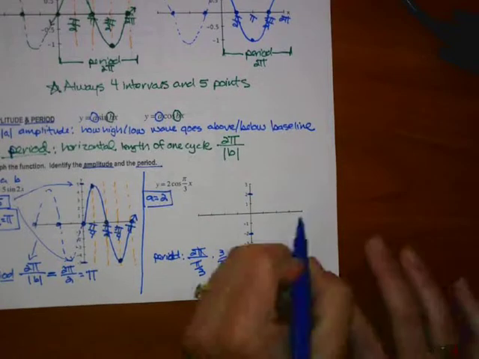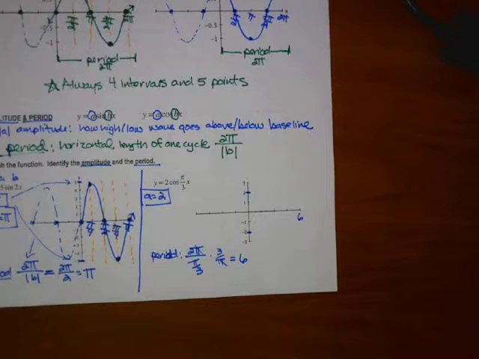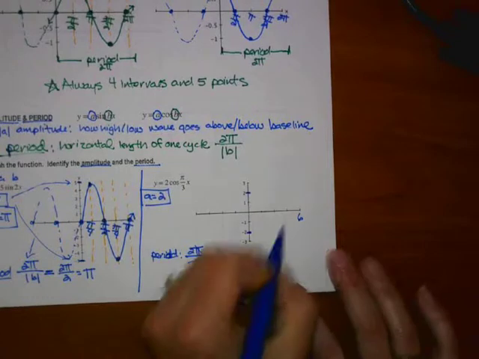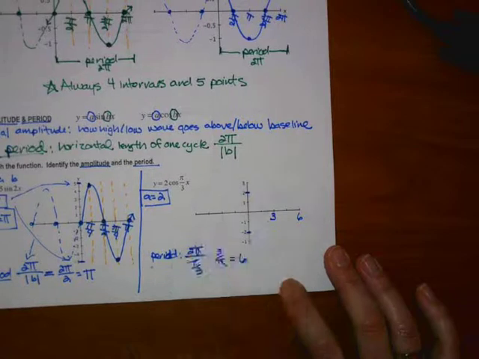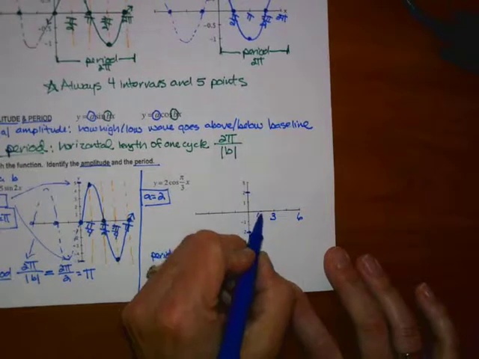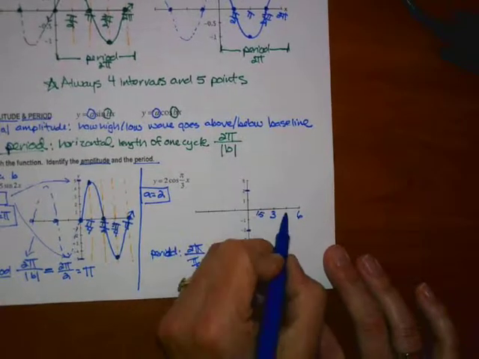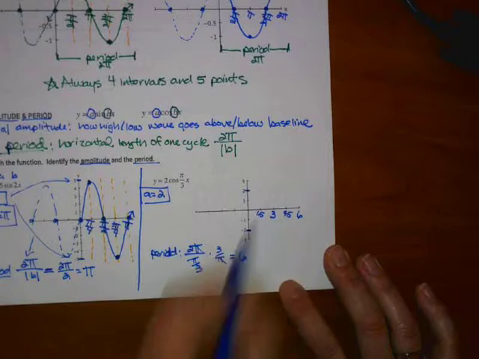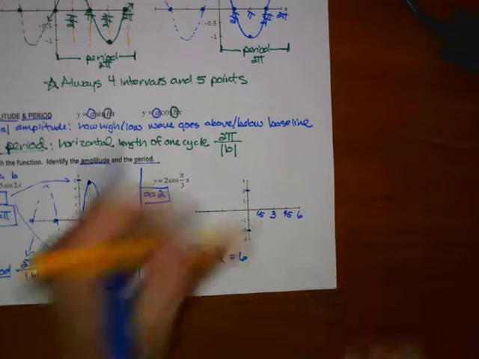So I have to mark this as 6. And then I have to split that up into 4 intervals. So what's halfway in between? 3. And then what would this be? 1.5. And this would be what? 4.5. Okay. And then I'm just going to sketch my little interval lines.